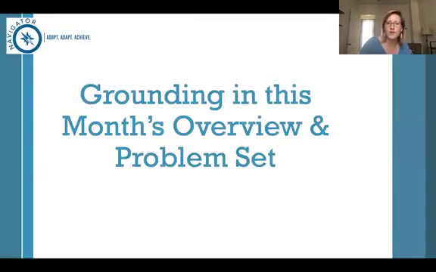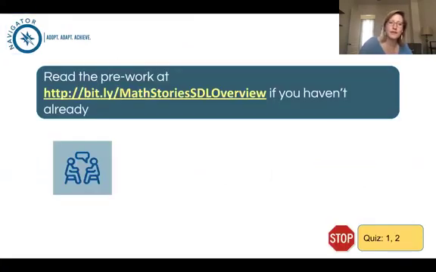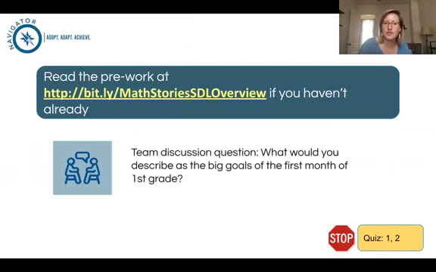So let's ground in this month's overview and problem set. If you haven't already, just open this bit.ly link, go to the September pre-work for first grade, and I want you to read it. And then there are two jobs. When you're ready, your team is going to discuss what you would describe as the big goals of the first month of first grade. And then there are also two comprehension checks just for the reading that you did. So quiz questions 1 and 2. You're going to meet me on the next slide when you're ready, but otherwise just hit pause.